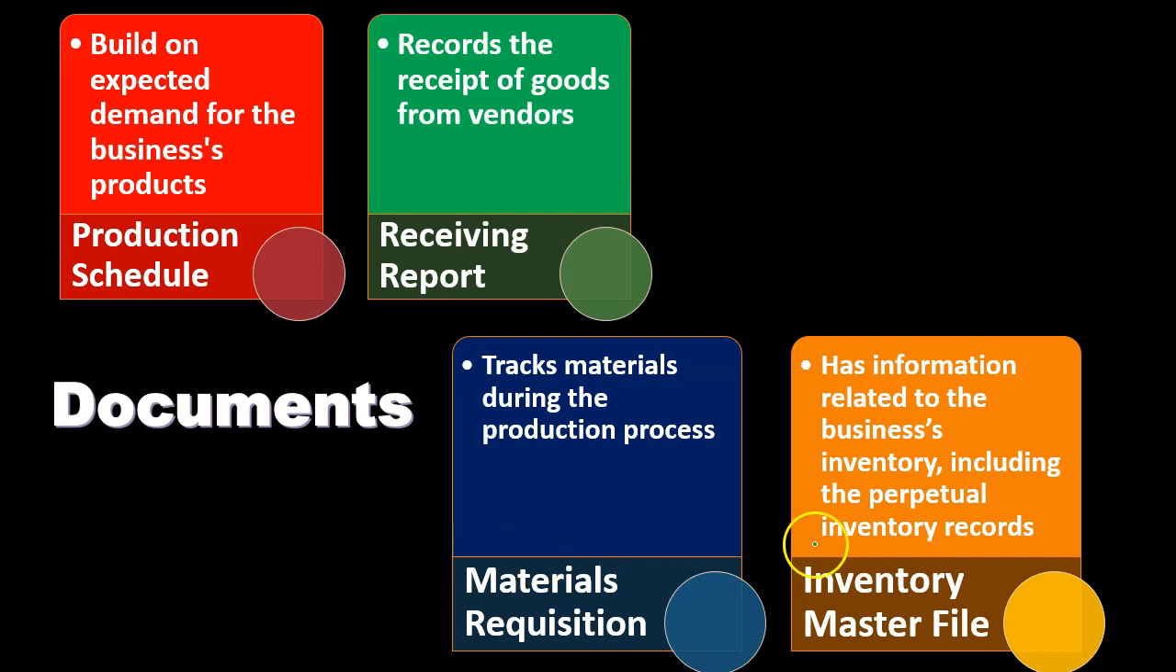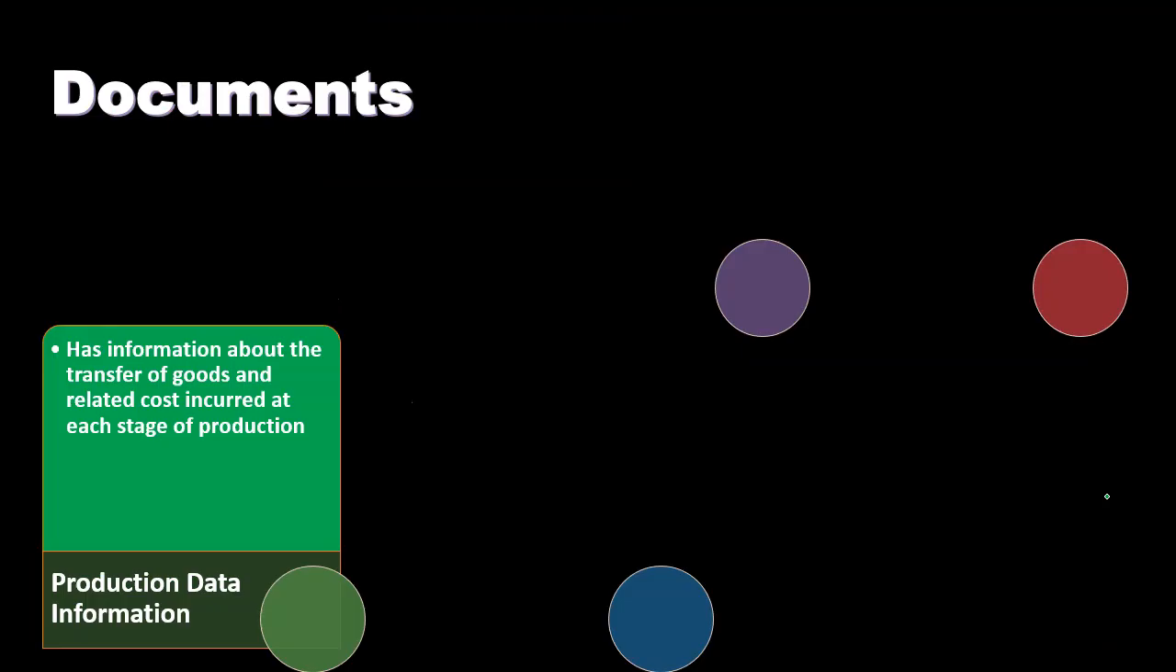And then we have the inventory master file, which has information related to the business's inventory, including the perpetual inventory records. This is going to give us the perpetual inventory records, kind of like the subsidiary ledger that we might think of with regards to accounts receivable and accounts payable, giving us basically that detail that we're going to need with regards to inventory.